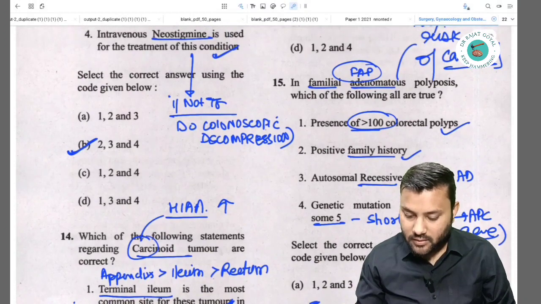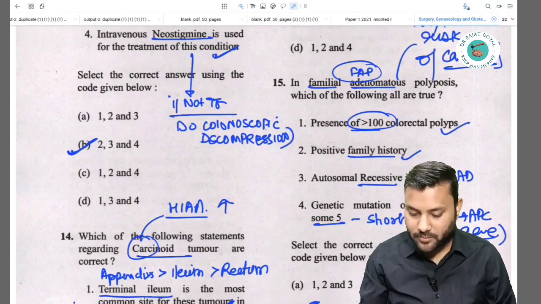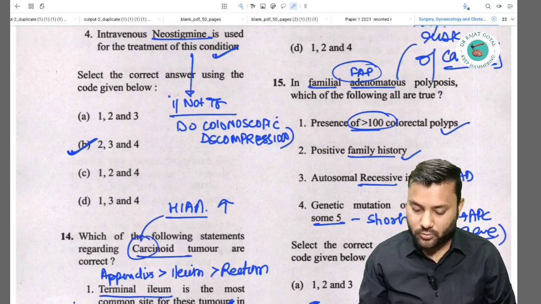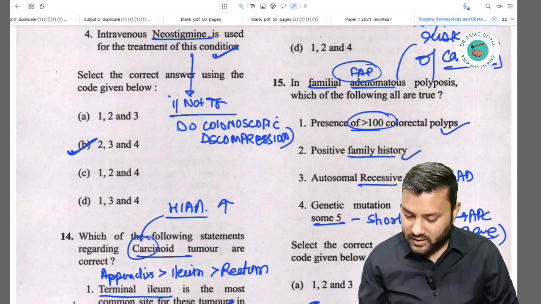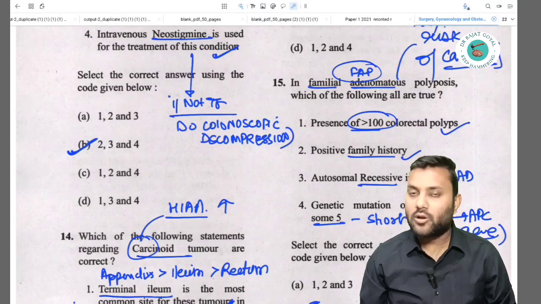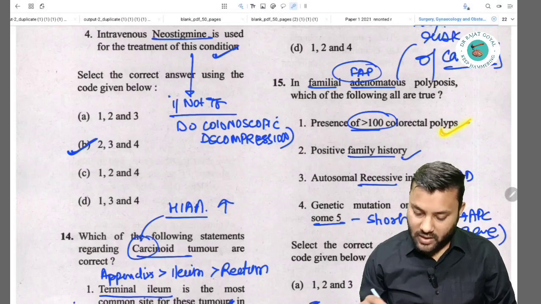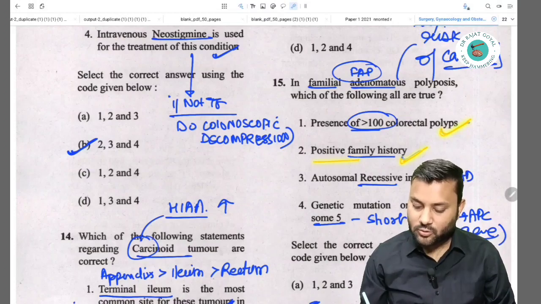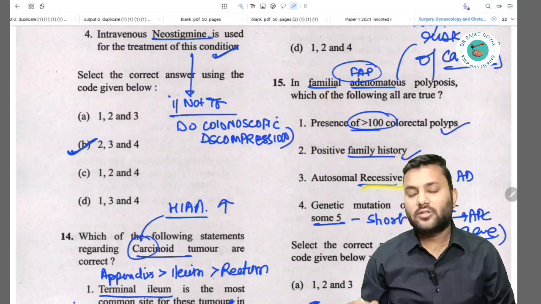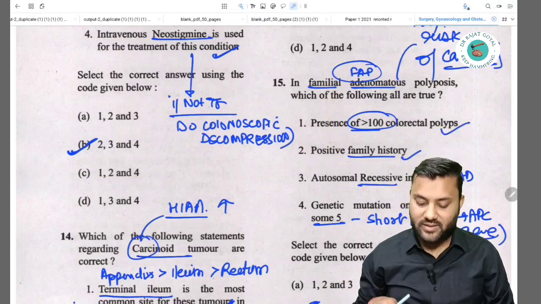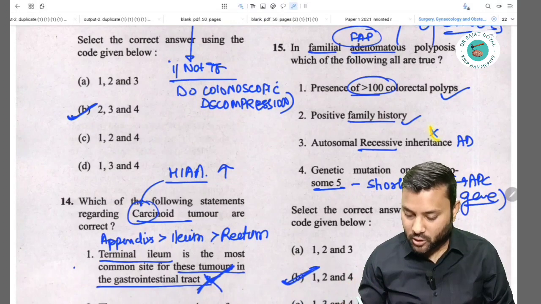In familial adenomatous polyposis, which of the following are true? Presence of greater than 100 colorectal polyps. Yes, this is true. Positive family history. Yes, this is true. It is written in the name only. And autosomal recessive. No, this is not true because it is a autosomal dominant condition. So this is the wrong option.